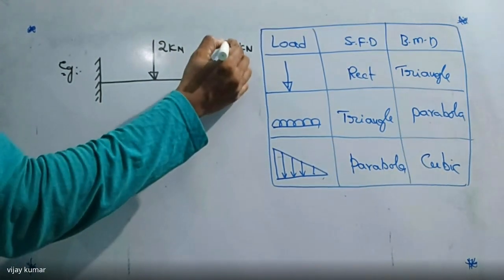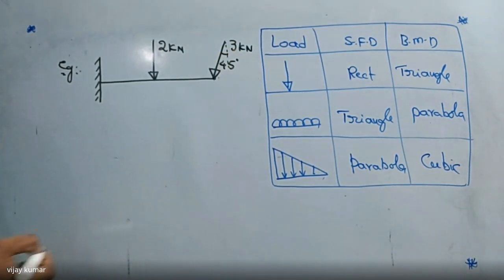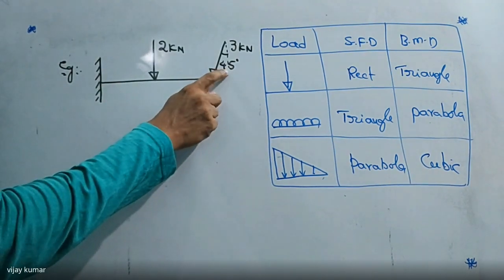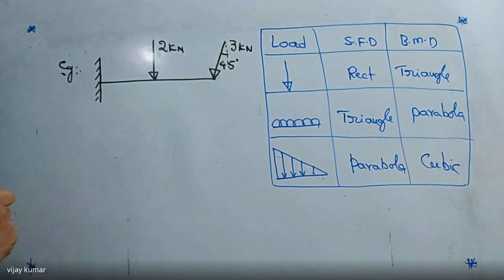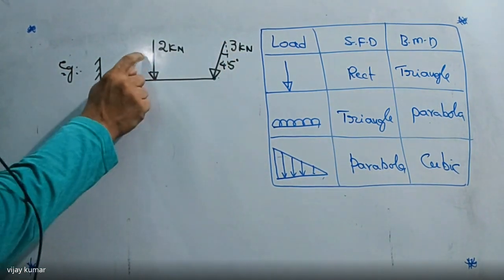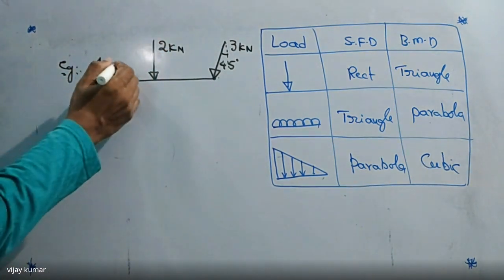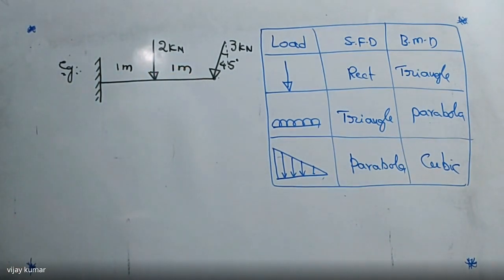And it is making an angle of 45 degrees with the vertical. So this is the force which is inclined at an angle of 45 degrees, and this force has a load of 3 kilonewtons and this force has a load of 2 kilonewtons. The distance between these two is nothing but 1 meter. Now here I want to draw the shear force and bending moment diagram.